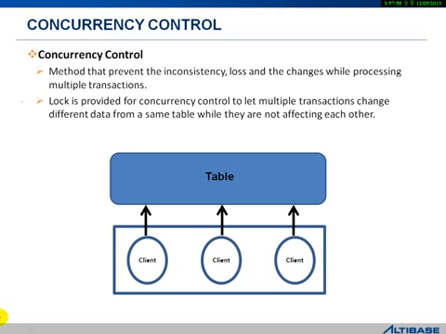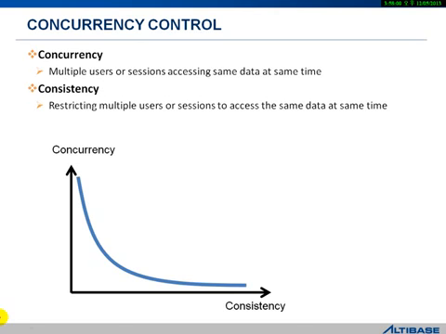Then let's have a look at what this means. Concurrency means allowing multiple users or sessions to access the same data at the same time, whereas consistency means restricting multiple users or sessions from accessing the same data at the same time. So concurrency and consistency are opposite to each other, and if we draw a diagram, it looks like the following diagram.